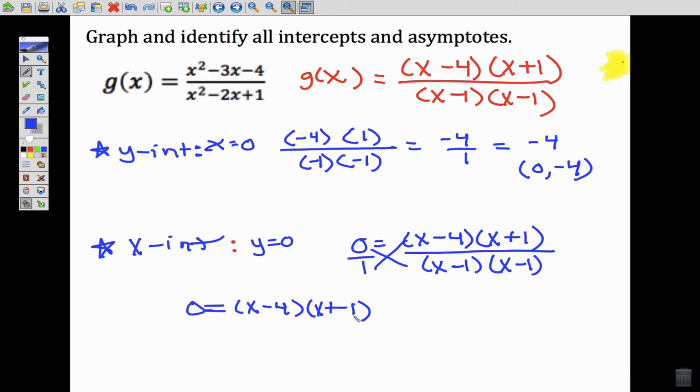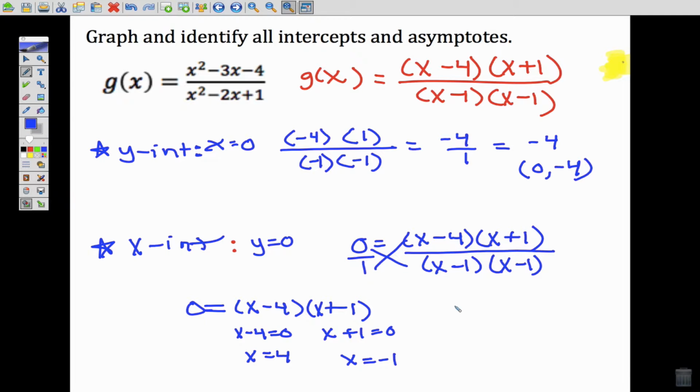Because one of the factors has to be 0 to give a product of 0. So what we actually have then is x minus 4 is equal to 0. Well, add 4 to both sides, so x is equal to positive 4. Or we have x plus 1 is equal to 0. Subtract 1, so x is equal to negative 1.